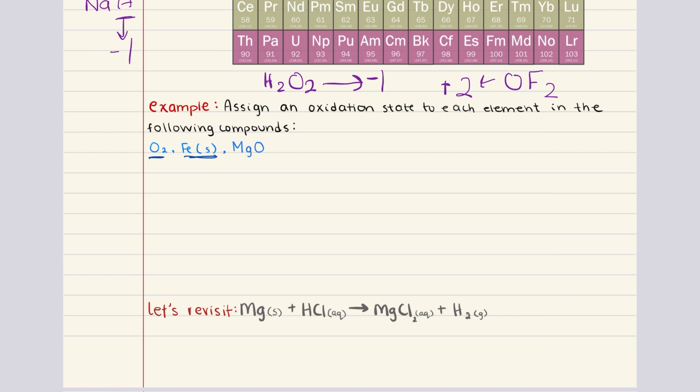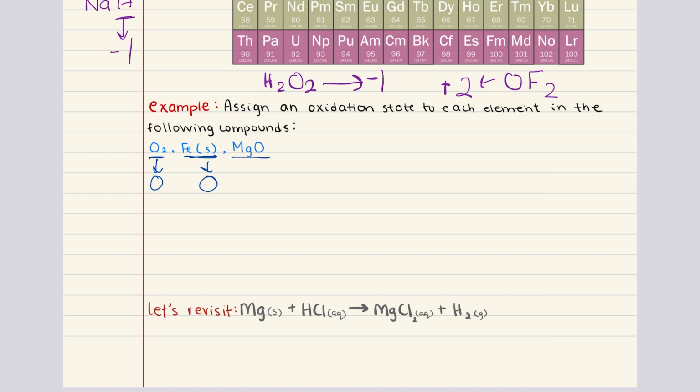Rule number 1 says that the oxidation state of an element in its neutral elemental form is 0. That is the case for both oxygen gas and solid iron. They're both in their elemental form, so their oxidation numbers are both 0.